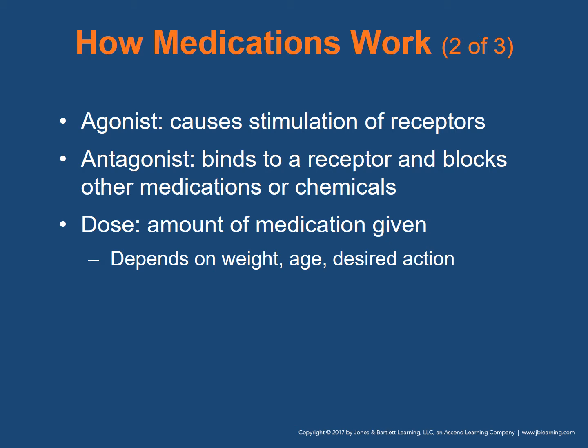A few key terms for you. The first is agonist. An agonist is something that causes the receptors in the body to react. It stimulates them. The opposite being an antagonist. The antagonist is going to bind to the receptors and block other medications or chemicals, prevent them from functioning. We're going to know dose. So dose is something we're going to talk about, and that's the amount of the medication given, which is going to be dependent on weight, age, the action you desire within the patient, a whole bunch of things. But for the most part, our dose doesn't change.